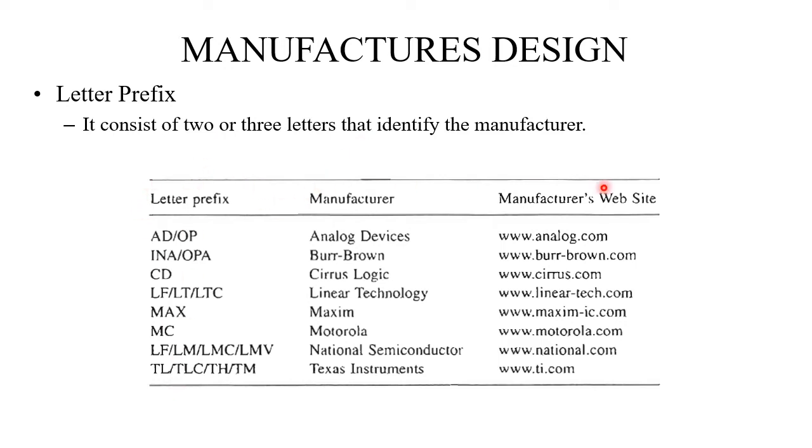In this table you can see some of the manufacturers like Analog Devices, Burr-Brown, Cirrus Logic, Linear Technology, Maxim, Motorola, National Semiconductor, Texas Instruments, and these are the prefixes for the manufacturers. National Semiconductor used LF, LM, then LMC, LMV. You can see this in some of the ICs you buy from the shop.